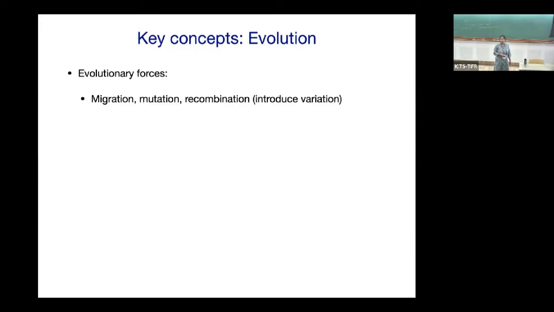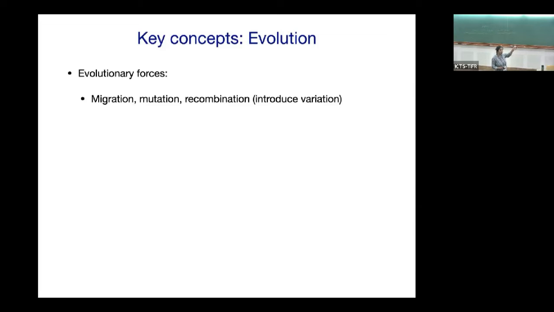So all the evolutionary forces that were listed earlier, there are a bunch of them that are going to do the job primarily of introducing variation, right? So migration means that new alleles may enter a population or may leave a population. Mutation is going to introduce variation always. Recombination is also going to generate new genotypes, right?